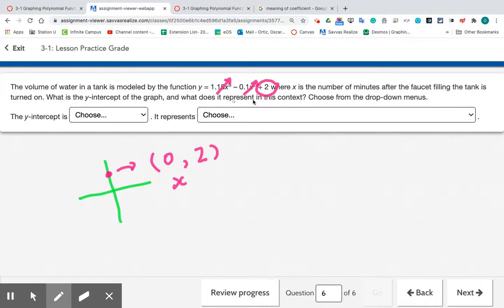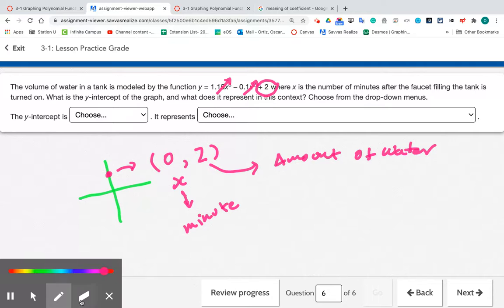And remember, this here means amount of water. So when I'm replacing x, which means minutes, that means that I replace x minute 0. So when is the minute 0? When I just turn on the faucet. And what is this here? The amount of water, because I'm reading the problem. So amount of water. So that means that the y-intercept is 2, and it represents how much water there was when I opened the faucet. Okay, so that's what you're gonna answer there.